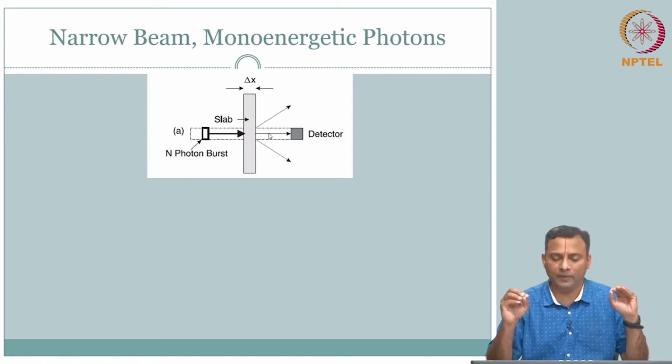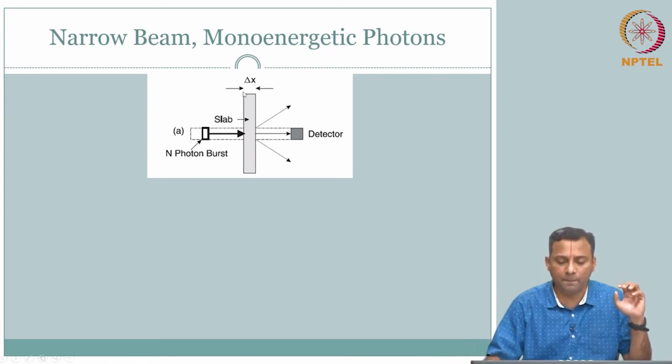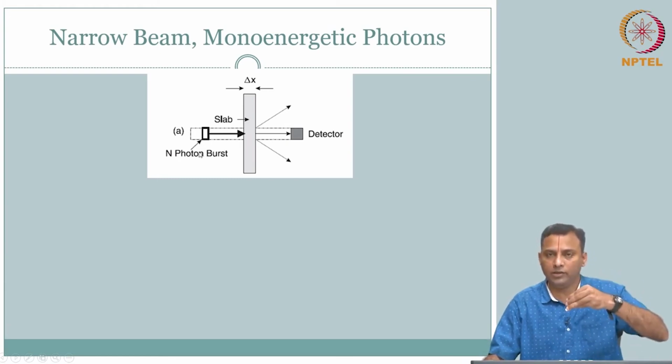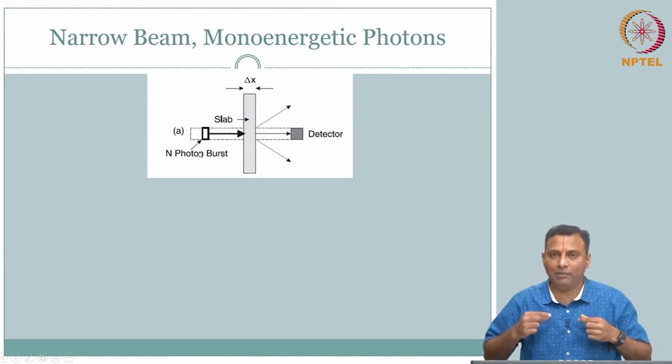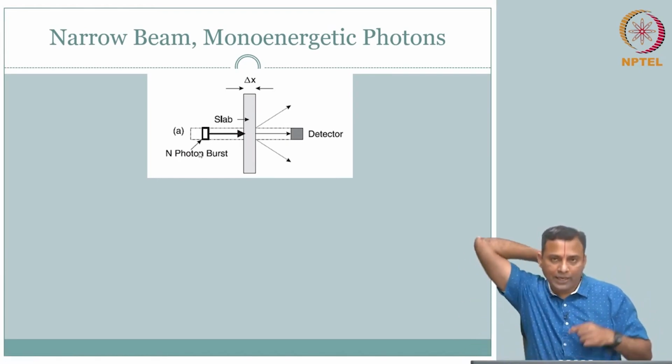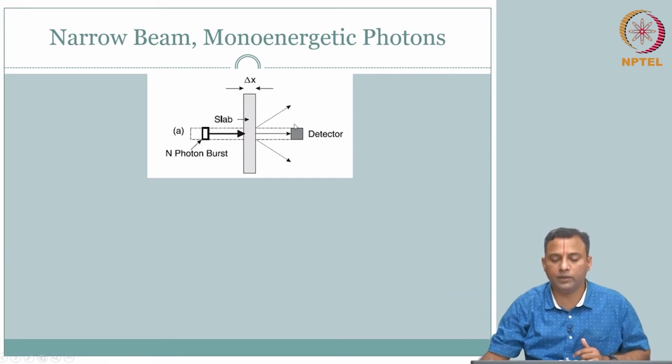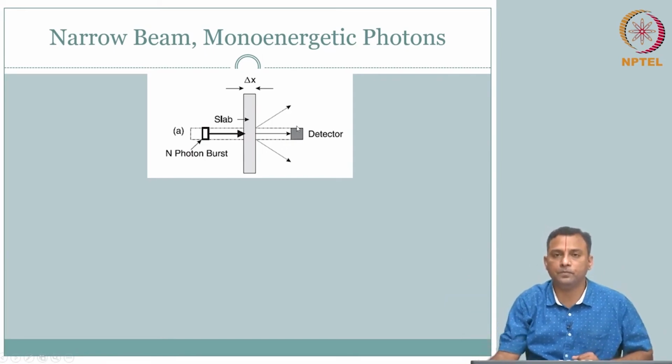Make life simple. We will just take a slab of a particular thickness, small thickness delta x. On one side I am sending n photons. I am taking a small slab. Out comes, I have a detector to capture what is coming through. Clear? So what do you think is going to happen?